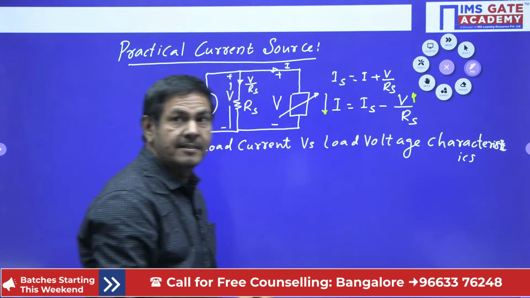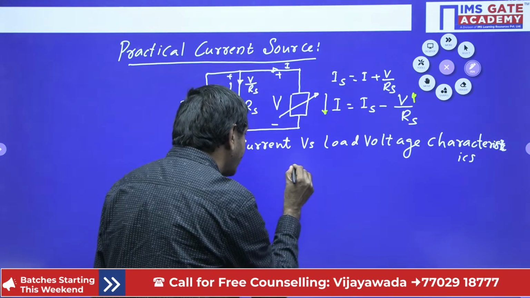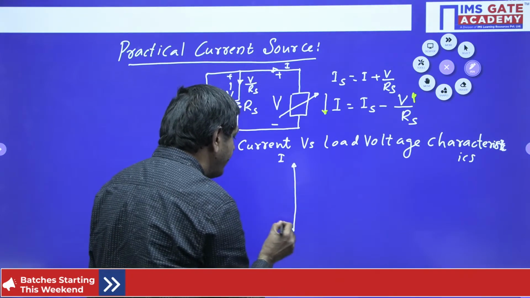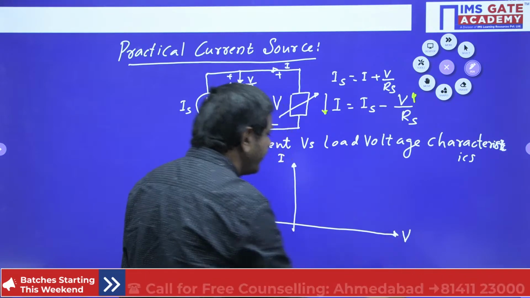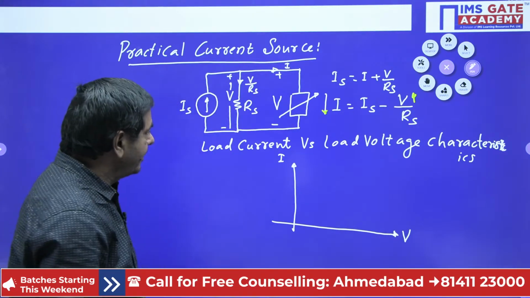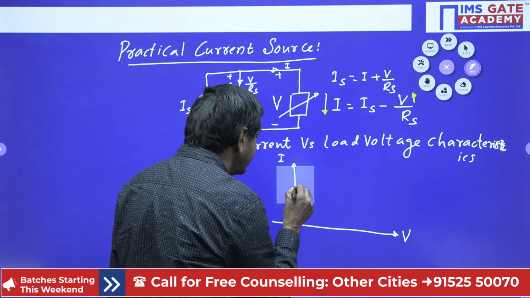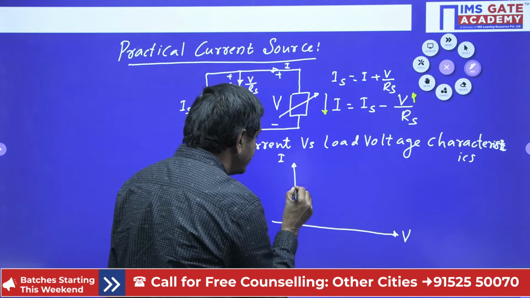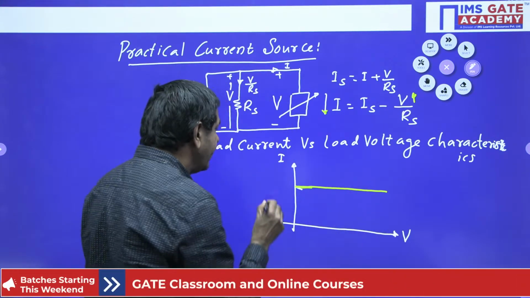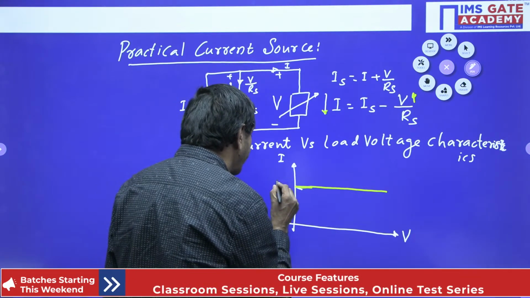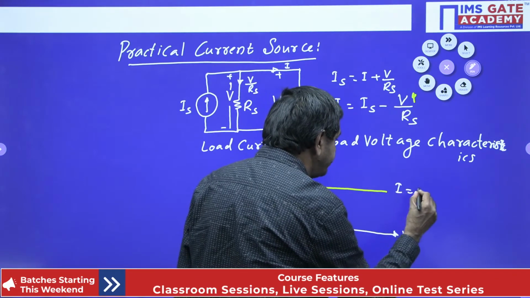How can I draw that? It can be drawn in this way. The y-axis is to be taken as I, the load current, and the x-axis is to be taken as V only. I said already, if it is an ideal current source, it is constant only. The I and IS are the same, I said already.